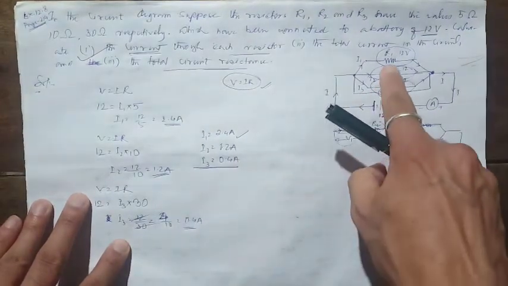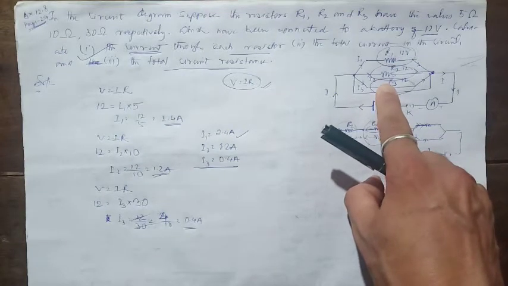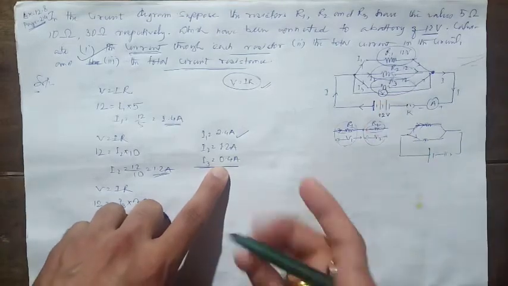Current through the first resistor is 2.4 ampere. Current through the second resistor is 1.2 ampere. And current through the third resistor is 0.4 ampere, students. That's the first part of the question.